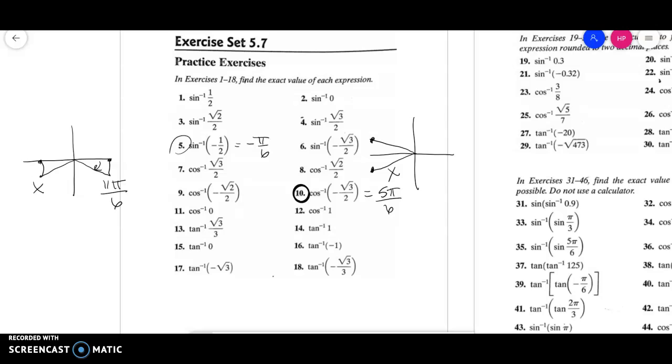And then my tangent of 0 is going to happen when I either take 0 divided by 1 at 0 degrees or 0 divided by 1 at pi. And again, because pi is outside of my restricted area, pi is not a valid answer. It would just be 0.